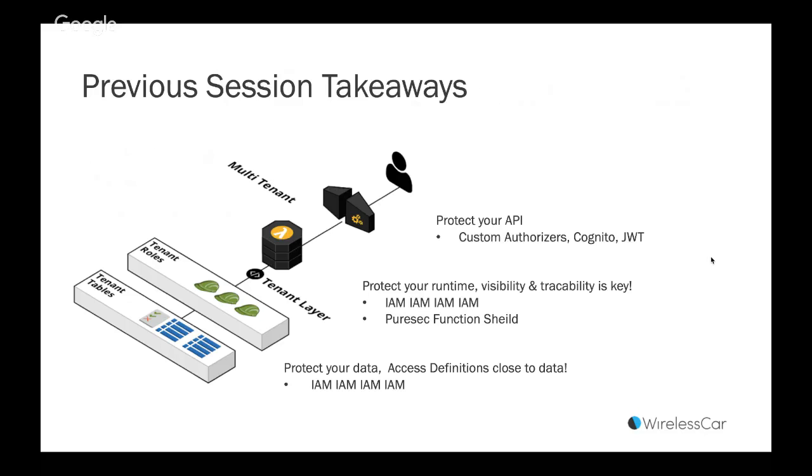It's also about IAM, but even there we want to add a little bit more icing on the cake. So we use Function Shield from PureSec in order to trace traffic that goes out of our lambdas when they're not deployed in VPCs, so that we get the equivalent of flow logs. We know what the lambda is talking to and can make alarms on that. And then on the API level, we use custom authorizers that validate our JWT tokens, and we use Cognito to provision those users and tokens.